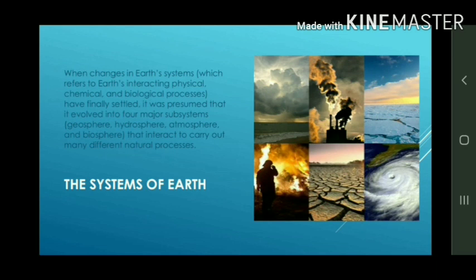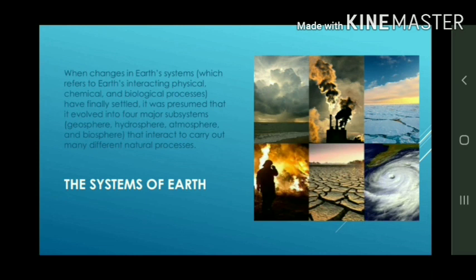So when changes in Earth system, which refers to Earth's interacting physical, chemical, and biological processes, have finally settled, it was presumed that it evolved into four major subsystems: the Geosphere, Hydrosphere, Atmosphere, and Biosphere, that interact to carry out many different natural processes.